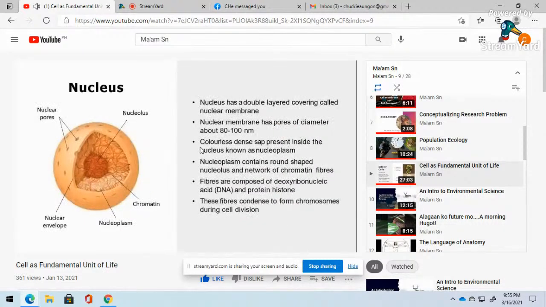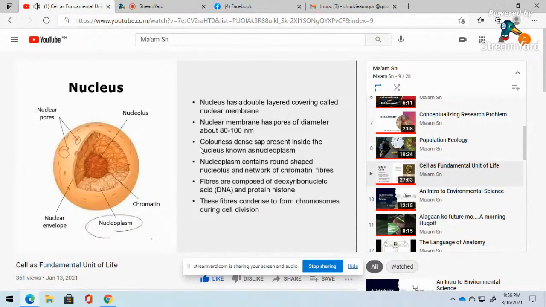The nucleus has a double layer covering called the nuclear membrane. The nuclear membrane has pores of diameter about 80 to 100 nanometers. A colorless dense fluid present inside the nucleus is known as the nucleoplasm.